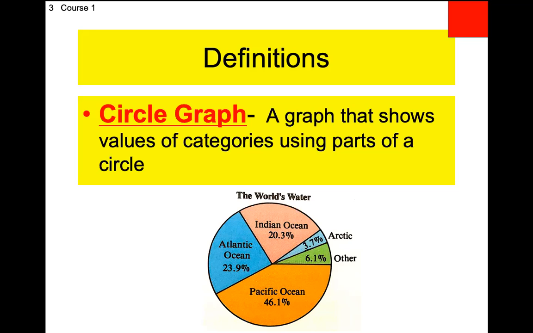Let's see, on this example right here, the title says the world's water. World's water would include fresh and salt water. Well, we know there's, I'm sorry, 4 oceans, and we have all the fresh water. And if you notice, salt water makes up most of the water on the earth. Pacific Ocean is the largest. How do I know that? Well, I can look at the size of the piece of the circle in orange there. That's the largest size. Notice I also have listed the percentages there. That helps out.